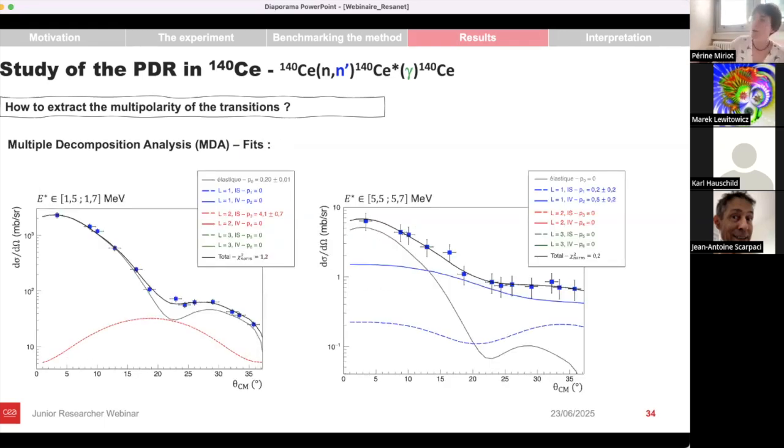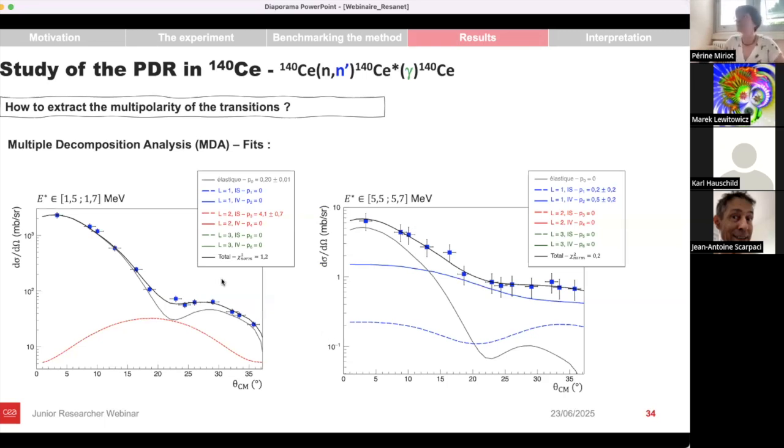So here I show the results of the multipole decomposition analysis for the two slices in energy that I showed before. You see in those fits the contribution from the elastic scattering channel here with the gray solid line. And then you see the contributions from the different multipolarities with the different colors. And the total curve is represented with the black solid line.